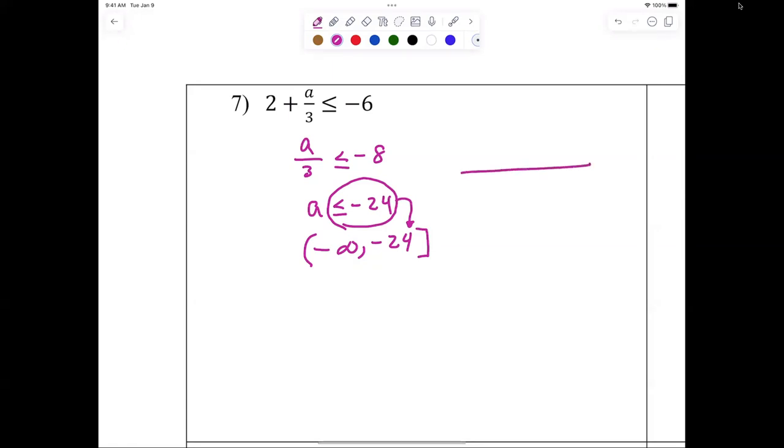What's less than? If you're less than, where are you going? If I'm at negative 24, where's less than? Am I going left or right? That's right, I'm going left. That makes sense now, right? Greater than is going to the right. Less than is going to the left.